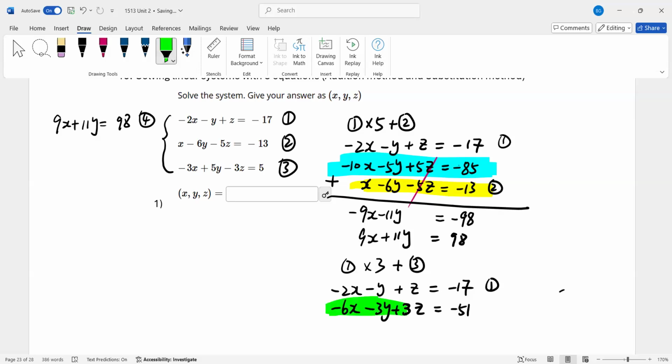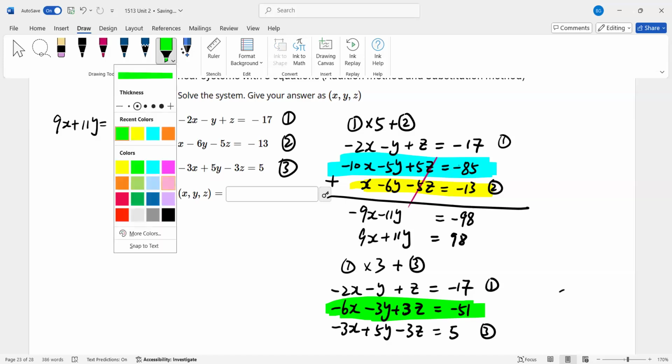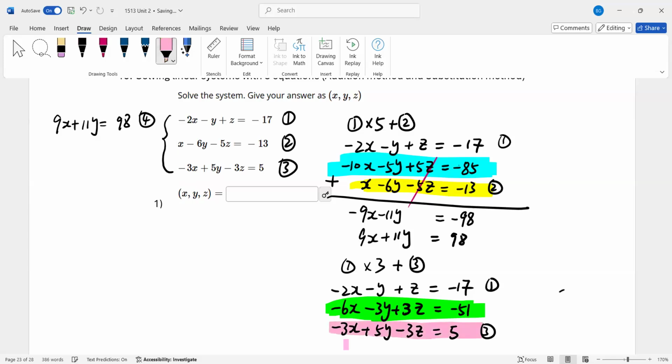So that's going to be the green equation. I got a green equation by multiplying equation 1 by 3. Let me double check. Negative 2 becomes negative 6, negative 1 becomes negative 3, 1z becomes 3z, negative 17 becomes negative 51. Okay, that's correct. And then I'm going to put equation 3 underneath. Equation 3 is negative 3x plus 5y minus 3z equals 5. I'm going to color it pink.